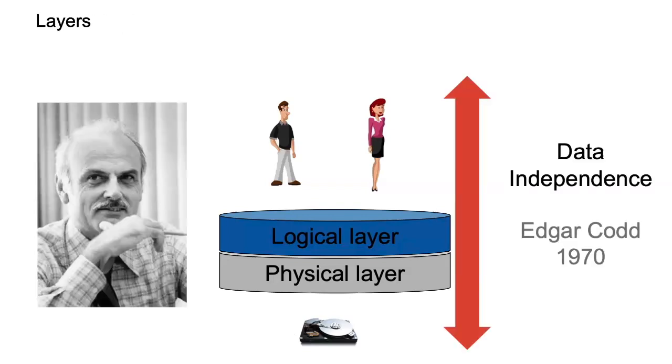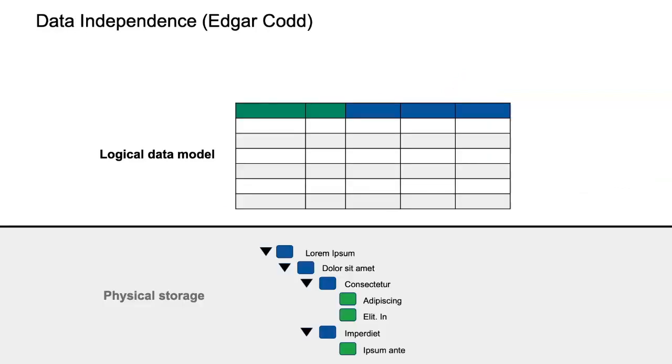But basically, you need to understand that if you do this separation, then the user doesn't need to know a lot of computer science. It only needs to learn what a table is and how to use SQL, and all the rest just happens automatically. That's the benefit of data independence. Edgar Codd, 1970.